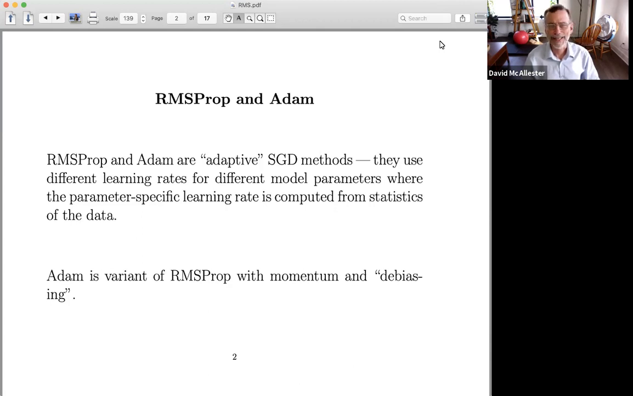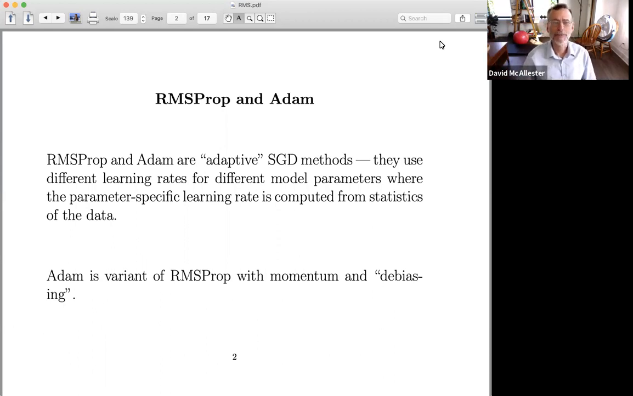RMSProp and ADAM are adaptive. And what they do is they take each particular parameter value and use a different learning rate for each parameter value. And the learning rate that's used for the parameter value is computed from statistics for that particular parameter value.